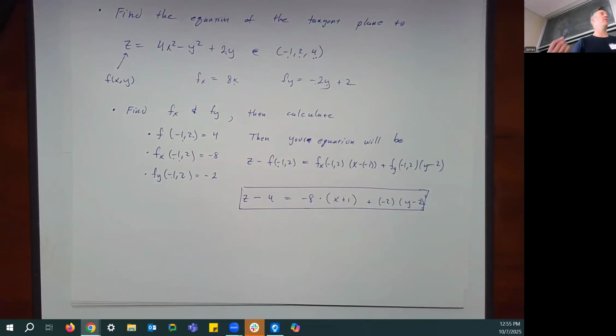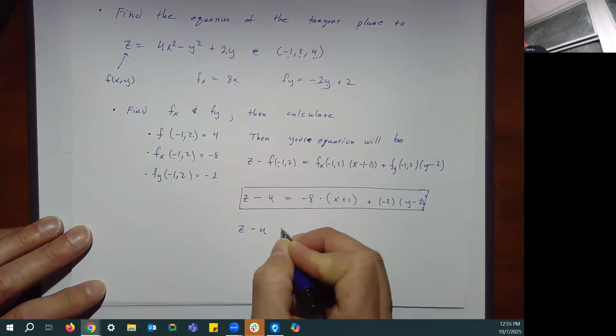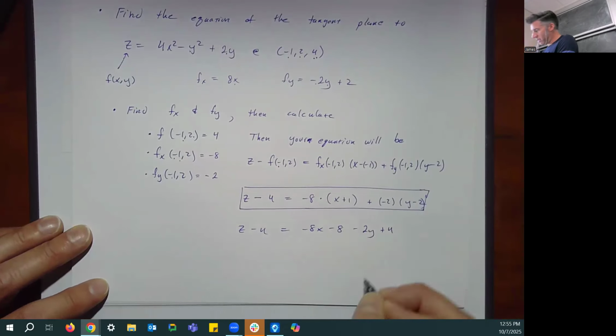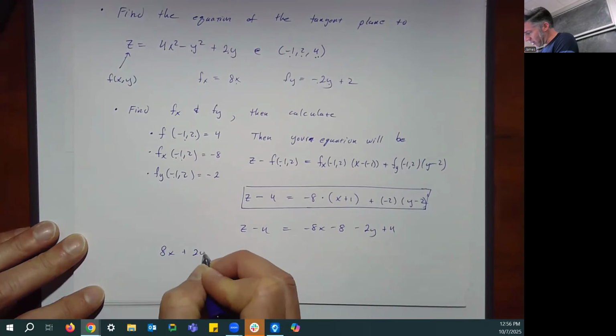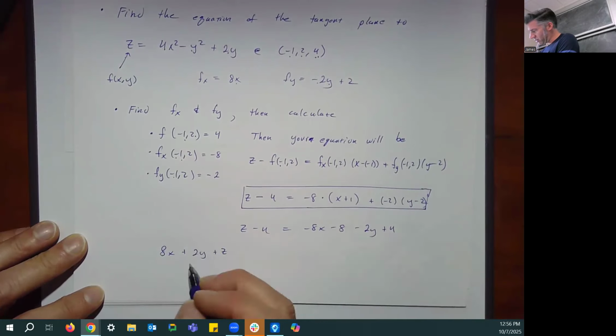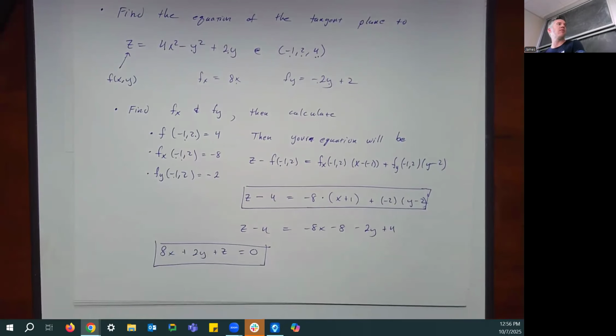So I would point out here we're not being asked to do any approximating. And if I'm just trying to write the equation of a plane, I might go ahead and write it more like z minus 4 equals negative 8x minus 8 minus 2y plus 4. And then bring everything to the left side and write it as 8x plus 2y plus z minus 4 plus 8 minus 4, which adds up to 0, so it equals 0. So that's, in this case, probably not a bad idea. But generally, no one really cares if you simplify it or not.